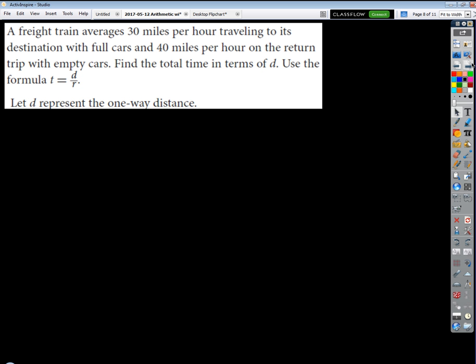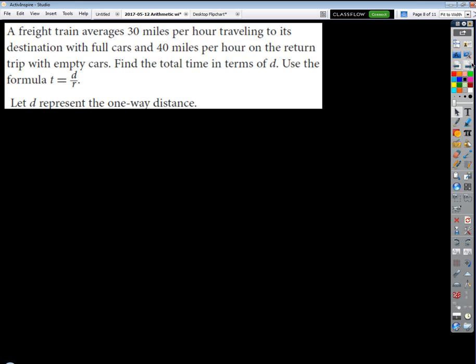So what about a situation like this? You've got a freight train, averages 30 miles per hour traveling to its destination with full cars and 40 miles per hour on the return trip with empty cars. Find the total time in terms of D. So D is just the total distance, right? The distance from one place to the other. And really, if we can just set this up, it's not like the problem is going to be really hard to do.